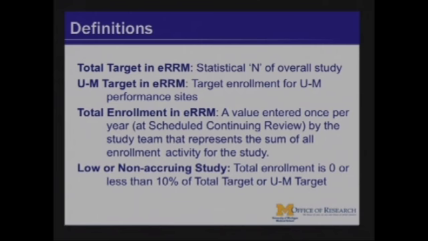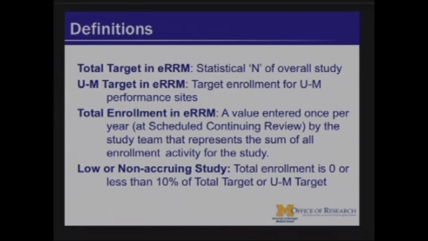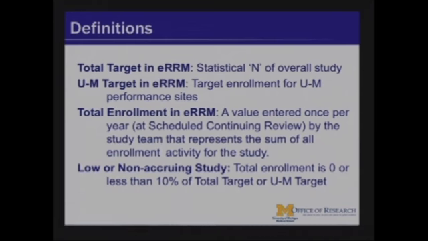So how did we define low or non-accruing studies? In eResearch regulatory management, every study has to put in a statistical N of the overall study, and then they also have to include a University of Michigan target. That's the target enrollment for just the U of M site. There's a total enrollment that is entered once per year at the scheduled continuing review, and that's entered by the study team. Our definition for low and non-accruing is if the total enrollment was 0 or less than 10% of either the total target or the U of M target, so that we could be as comprehensive as possible.